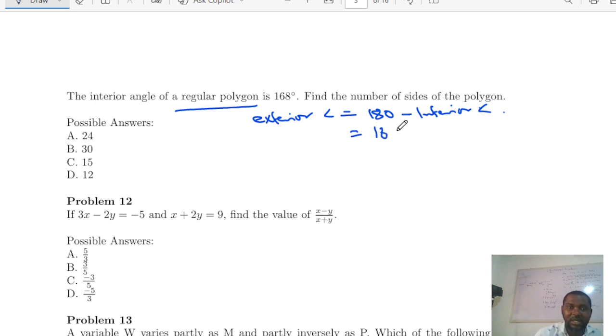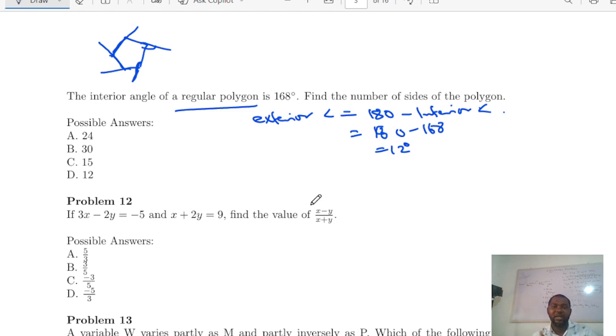So that means 180 minus 168. And 180 minus 168 is simply 12. That means each exterior angle is 12. This is what exterior angle is. Let's assume this is a polygon. This is what we call the exterior angle, the one that stretches out. This is another exterior angle. This is another exterior. This is another exterior angle. So the number of interior angles is equal to the number of exterior angles. But both interior angle and exterior angle make a straight line, which makes it 180. And so that's why we have 12 degrees.